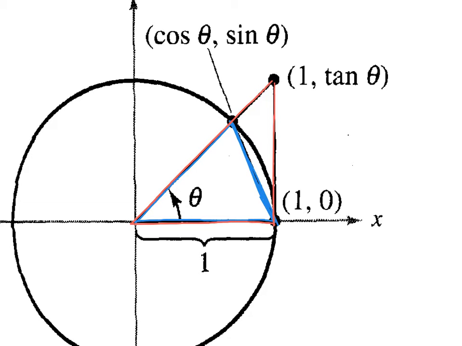Okay? Let's see, how do we know that that's tangent of theta? Well, opposite over adjacent is tangent. This is a right angle. Here's our theta. So tangent of theta has to equal opposite over 1. So the opposite has to equal tangent of theta. That means the y-coordinate has to be tangent of theta. Okay?